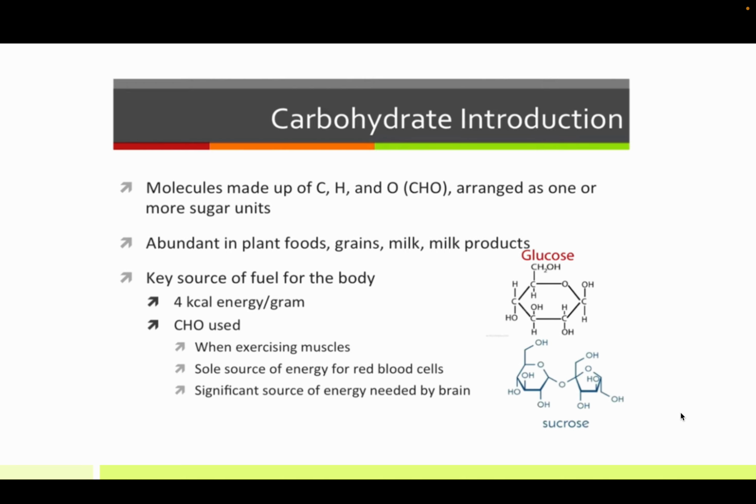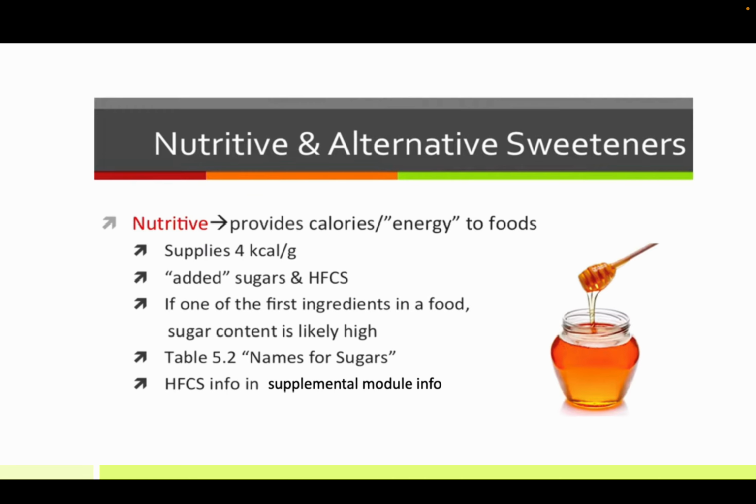Now, something I wanted to highlight in this presentation is some terminology you may see when you are talking about or listening to someone discuss sweeteners. This slide focuses on nutritive sweeteners, and the next slide will focus on alternative or non-nutritive sweeteners. So honey, fruit, and maple syrup are examples of nutritive sweeteners, so it makes sense that these would provide calories. These types of sugars are either consumed by themselves, such as fruit, or added to foods to sweeten them.